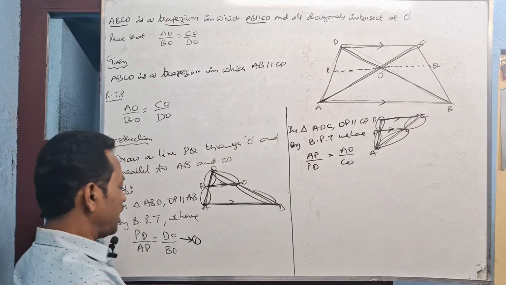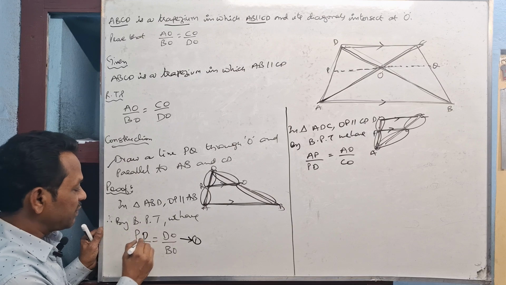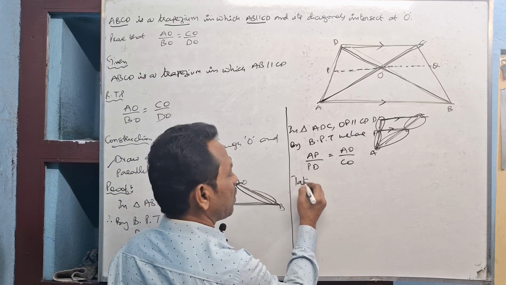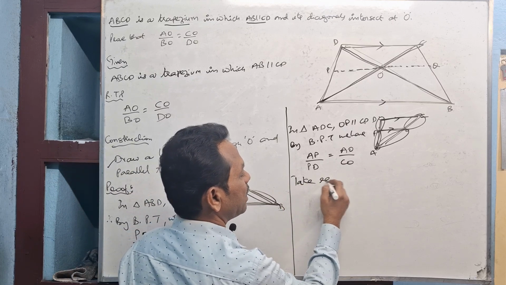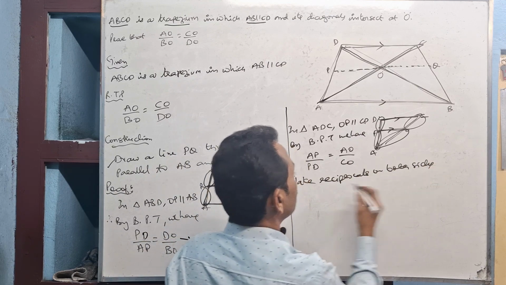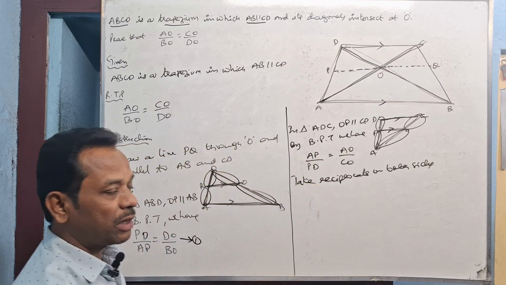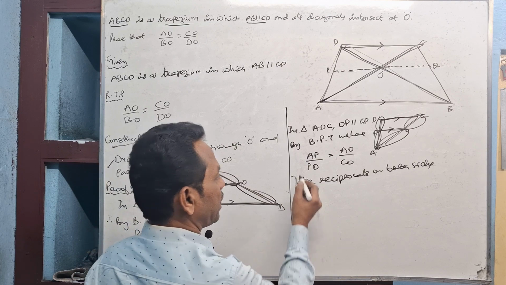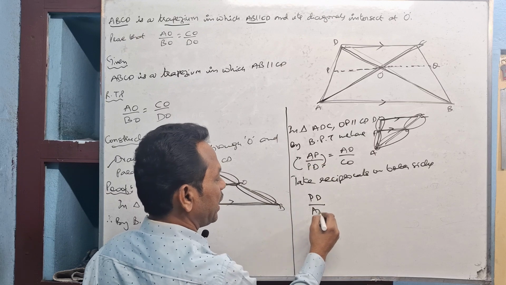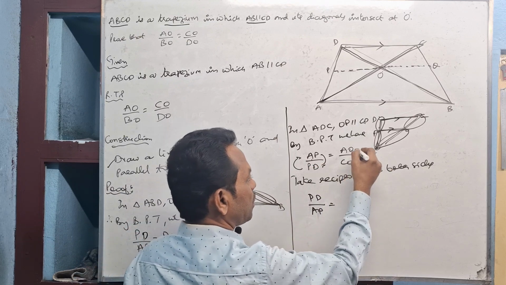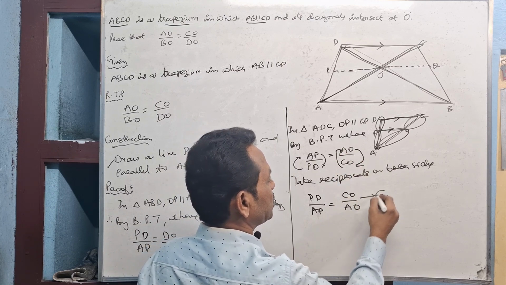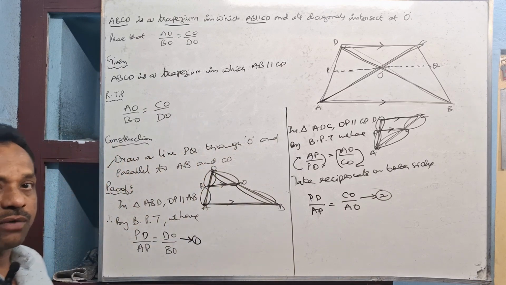Now look at equation 1. In the LHS we have PD by AP, but here we have AP by PD. So let me take reciprocals on both sides. With reciprocals, the numerator becomes the denominator and the denominator becomes the numerator, so you have to change these two. So I'll get PD by AP here, and here we'll get CO by AO. Let me take this as equation 2. Hope you understood everyone.